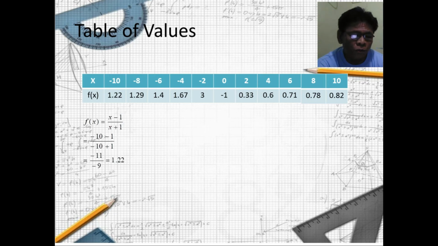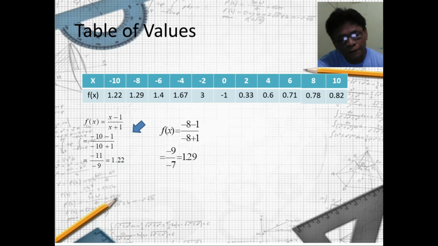This is the solution on how to solve the value of f of x. I will show you 3 solutions to compute f of x. This is the first solution. Our x here is negative 10. So we substitute negative 10 in the expression, and that is negative 10 minus 1 over negative 10 plus 1. The answer is negative 11 over negative 9, and that is positive 1.22. This is the first value of f of x.